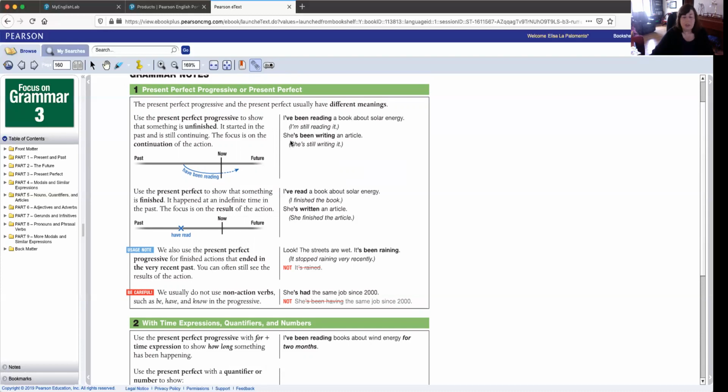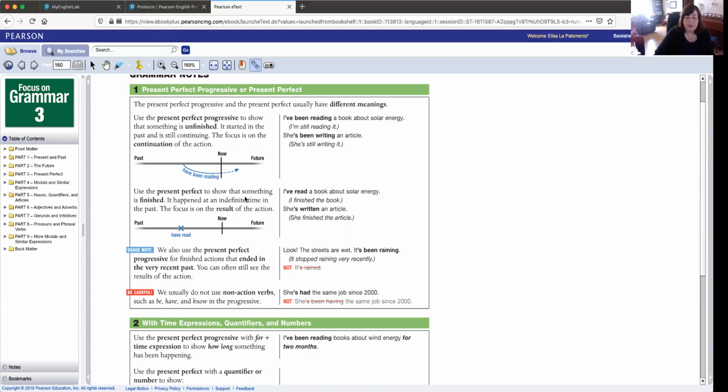Let's look at the next one. She has been writing an article. Again, because this is in the present perfect progressive, this person is still writing the article. It is, again, an unfinished action. Now, present perfect progressive, that's what we just talked about. Let's look at the present perfect.